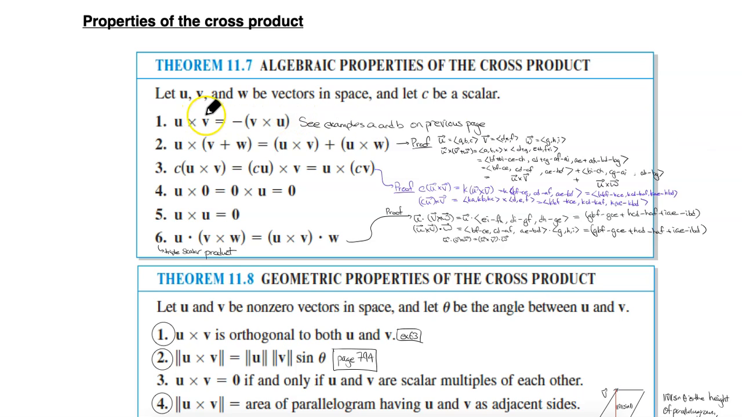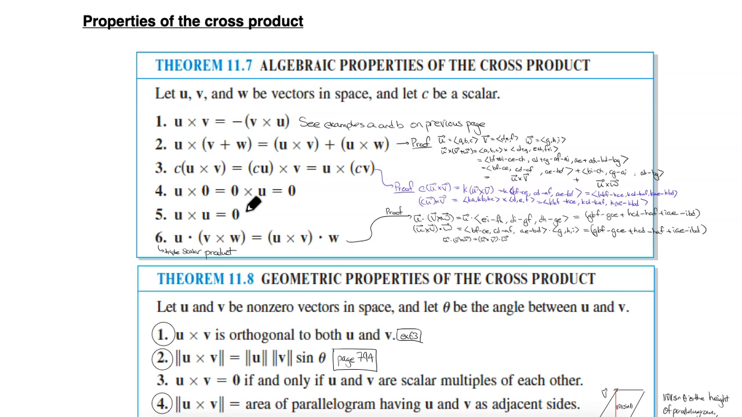One key one here is u cross v equals negative v cross u. We just saw examples A and B that illustrated that. If you do u cross 0, it's going to be the same as 0 cross u because of property 1, and that is going to be equal to the vector 0. Quite clear as well if you just try with an example. u cross u is 0, we saw an example above.